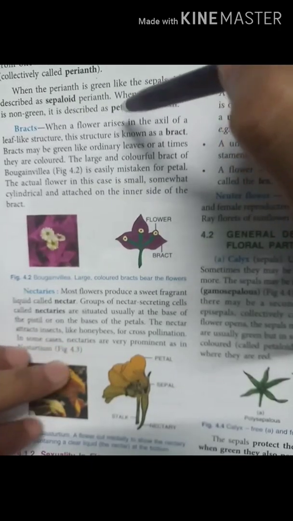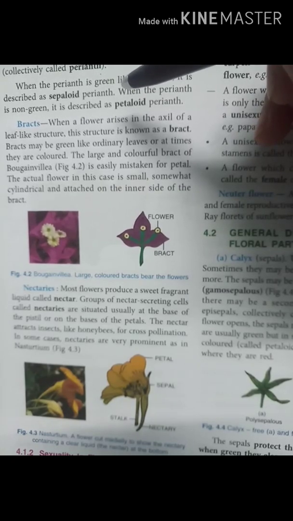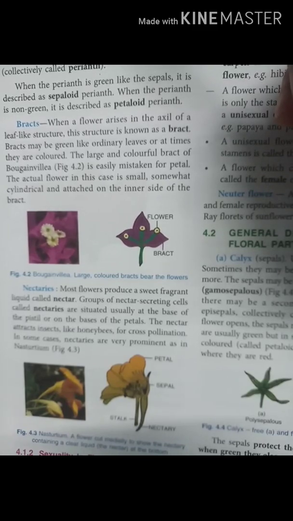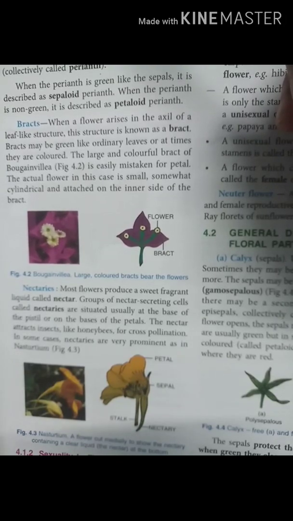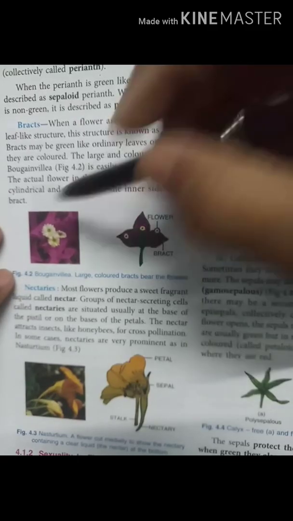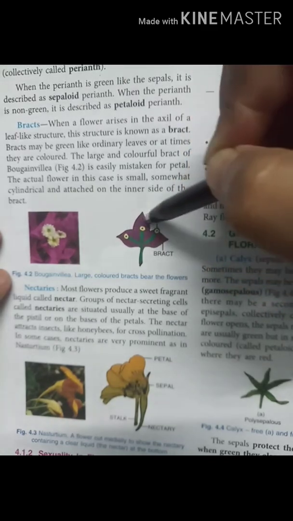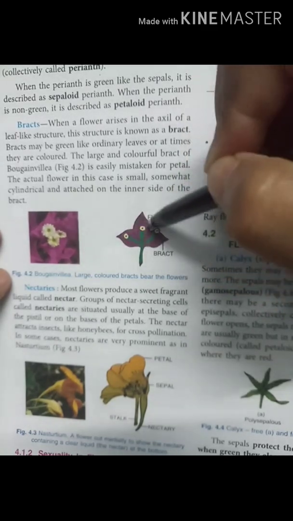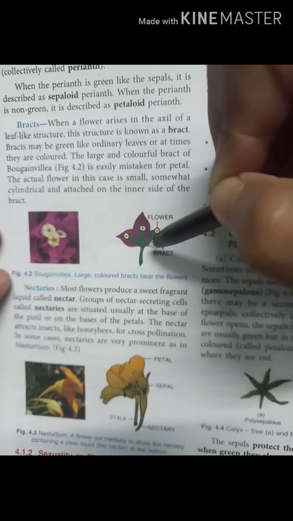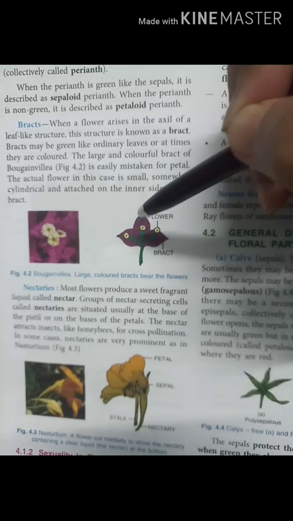Bracts. When a flower arises in the axil of a leaf-like structure, meaning leaves are somehow modified into a flower-like structure, such a structure is known as bracts. In bougainvillea, these leaf-like structures are colorful and are called bracts, and these bracts enclose a small flower. Clear?